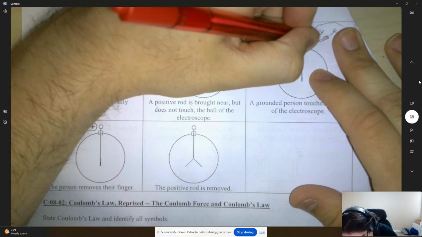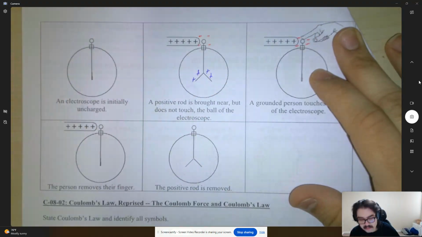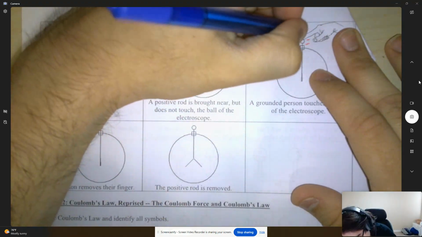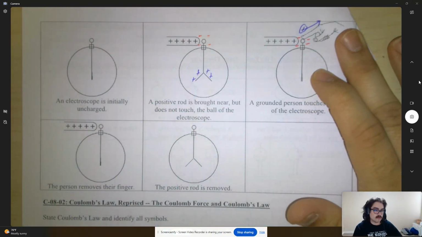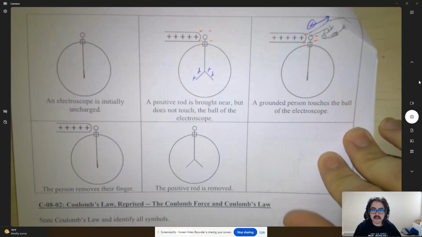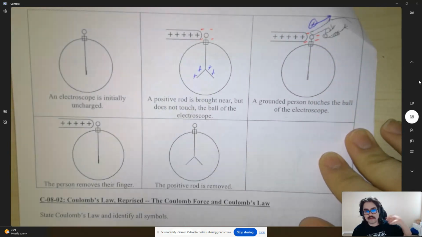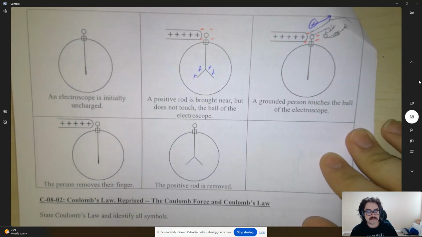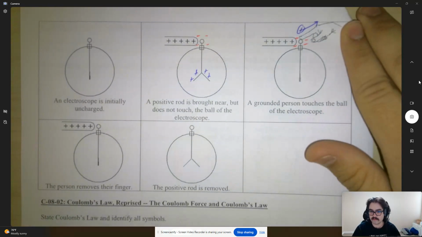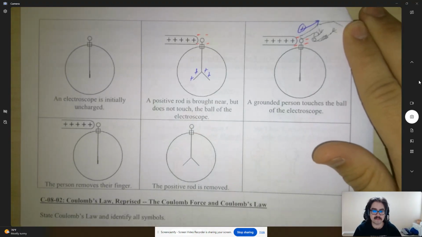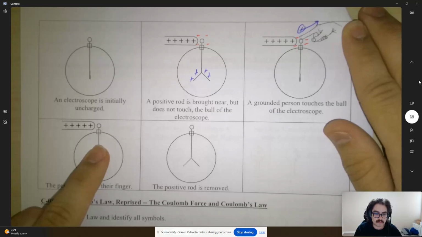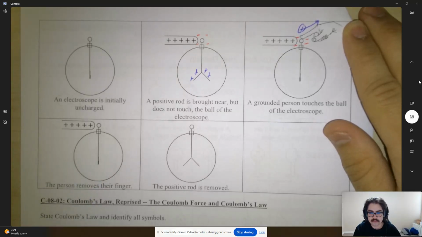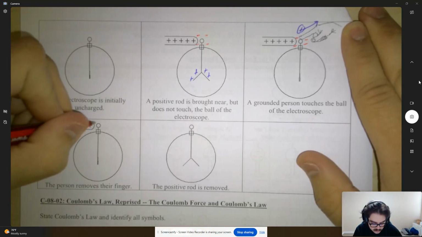So our negative charges are still going to be hovering right here at the ball, and our positive charges are going to go through the person and to ground. And when they go to ground, they go into the earth and equally distribute. And the earth is basically a giant sphere, right? So if we've got 4 charges, that's a lot of space for them to go in, right? The person will then remove their finger. Okay, so he basically siphons all of the positive charges out of the system.